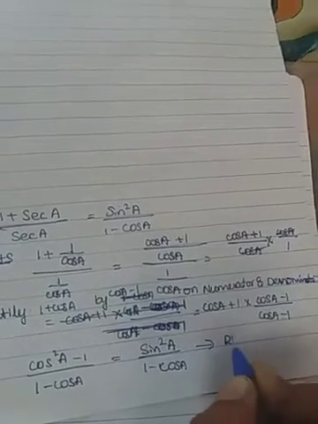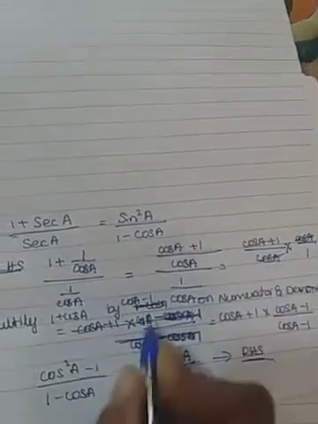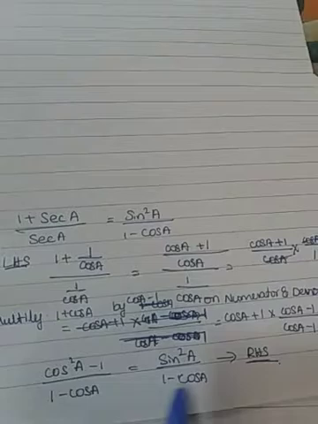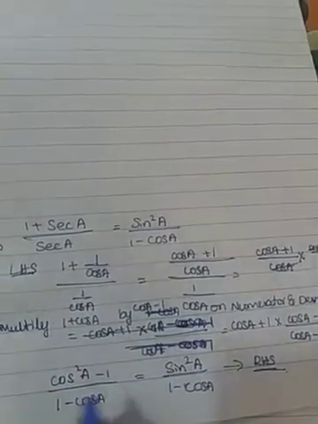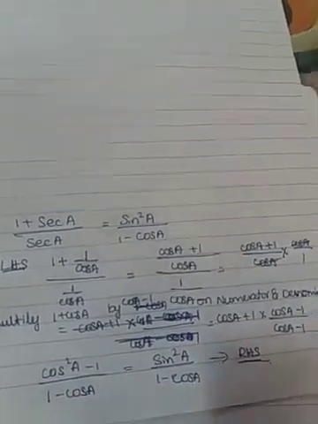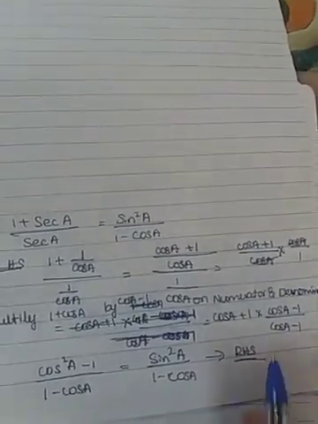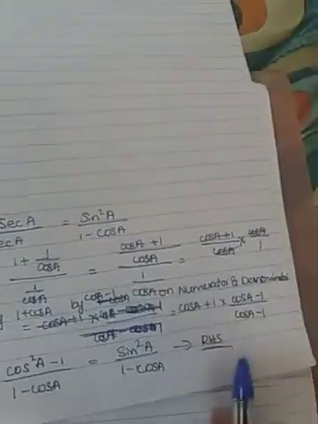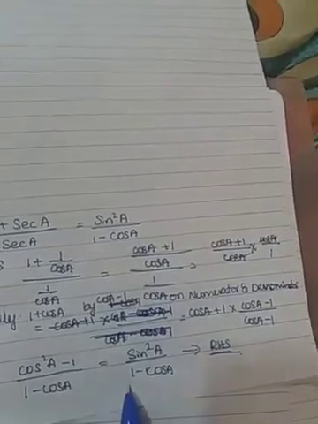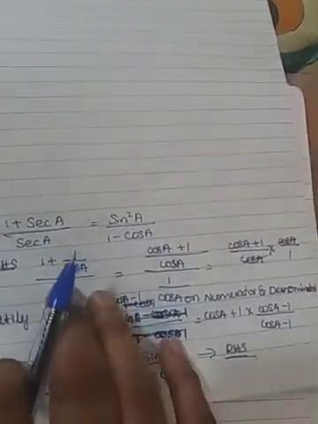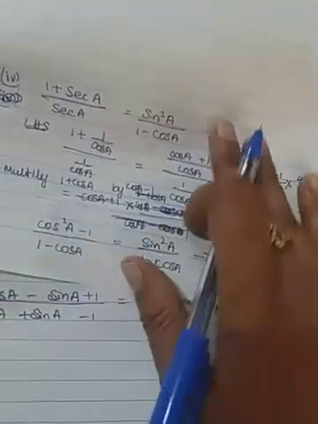So cos square a minus 1 is sin square a, divided by 1 minus cos a. This is the RHS we wanted to get, because we know that sin square a plus cos square a is 1, so cos square a minus 1 is sin square a, and we can interchange cos a minus 1 to 1 minus cos a. So this is the RHS. Hope you understand this. Let's move to the fifth sum.